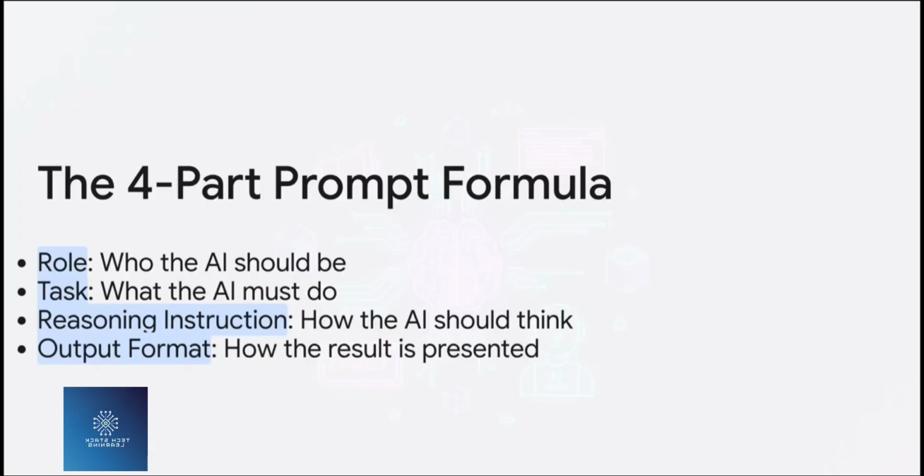And here it is, the secret sauce. I call it the 4-part prompting formula. It's your recipe for success. First up, you need a role. Who should the AI be? Second, the task. What exactly do you need it to do? Third, the reasoning instruction. How should it think to get there? And finally, fourth, the output format. How do you want the final result to look? If you nail these 4 things, you're going to have an incredibly powerful and reliable prompt every single time.